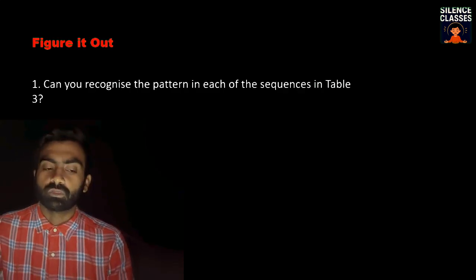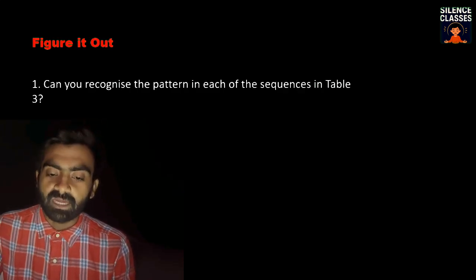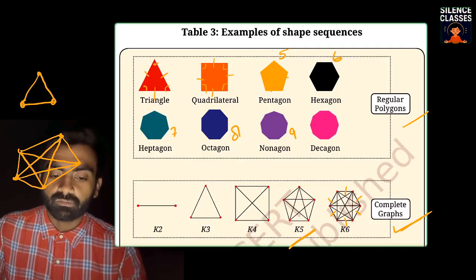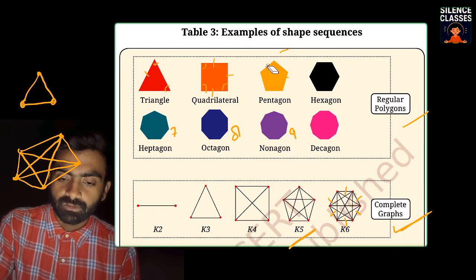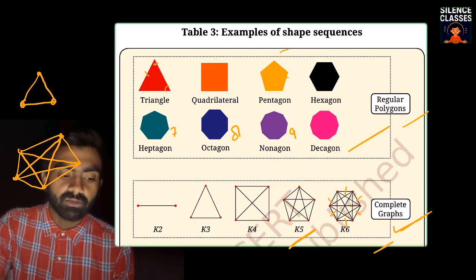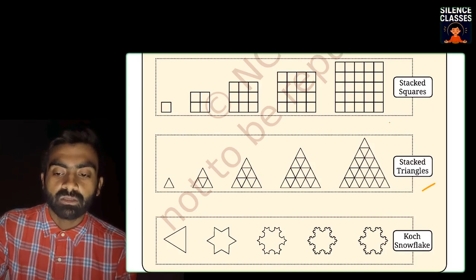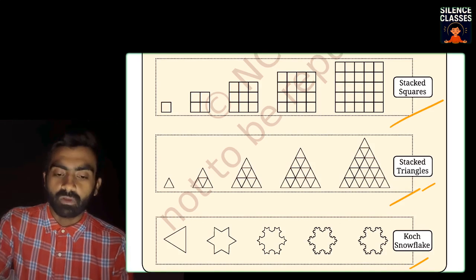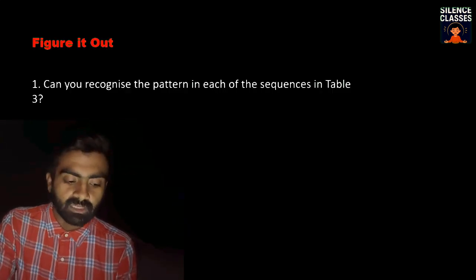Now let's do the question, that is, figure it out. Can you recognize the pattern in each of the sequences in table 3? I have already explained all these figures. What are these figures? These are regular polygons, these are complete graphs. I have told you how to make stacked squares, stacked triangles, and snowflakes. So definitely we can do that.